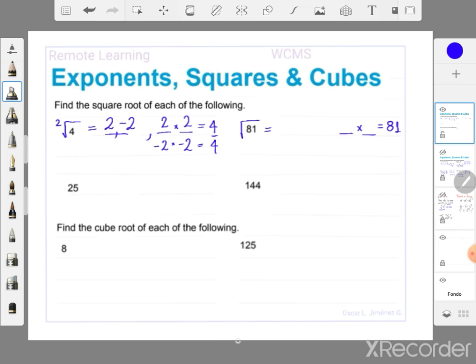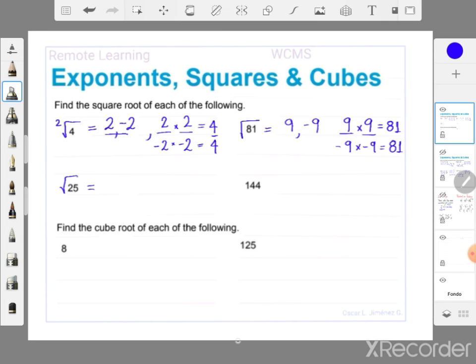So you need a greater number. What about 9? What is 9 times 9? Good job, this is 81. So 9 times 9 is 81. And also, if you multiply negative 9 times negative 9, you have positive 81. So the two possible answers are 9 and negative 9. It's easy.